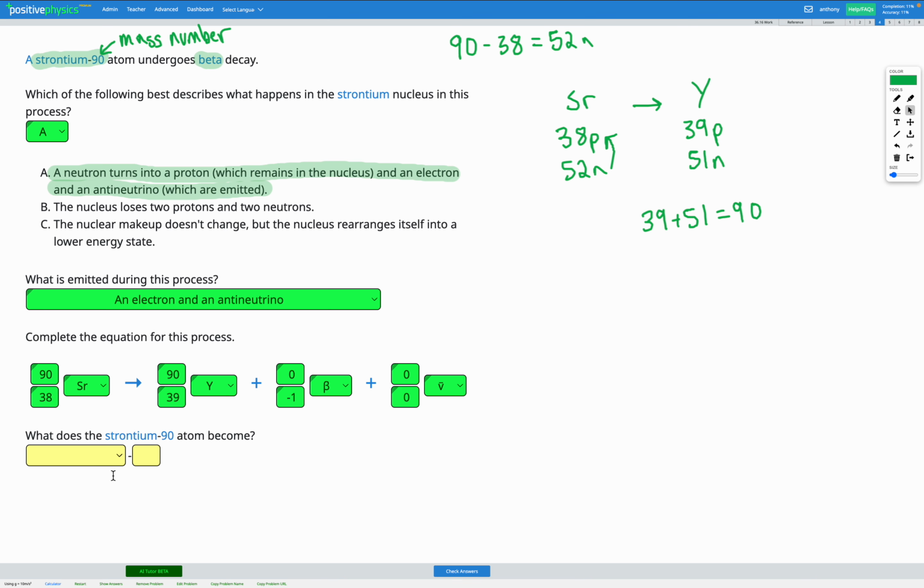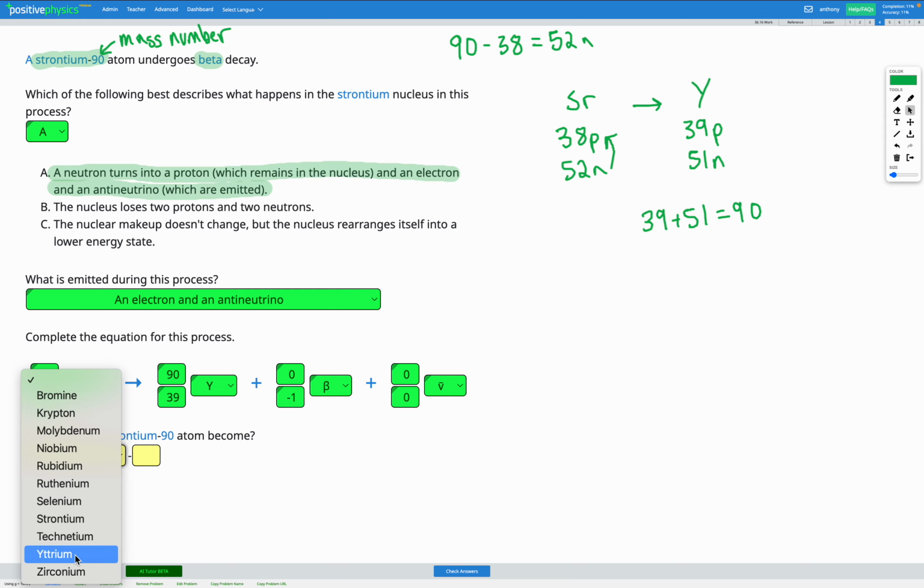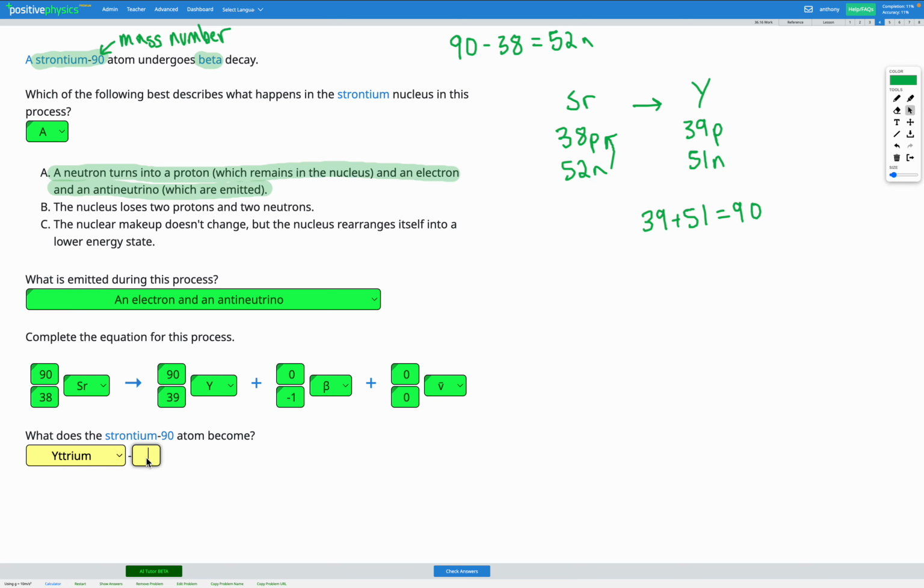Finally, we need to write down the name of the atom it became. We know that Y is yttrium. And we know that the mass number is 90. So strontium-90 became yttrium-90 in this process. We'll do one more question of this type.